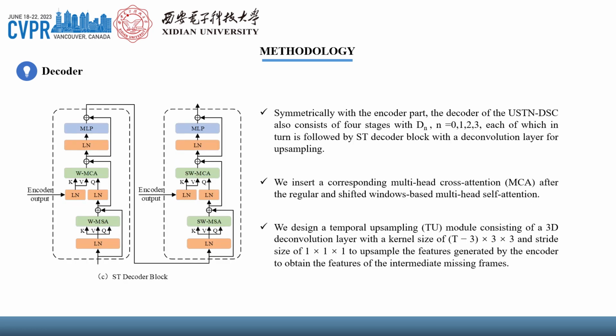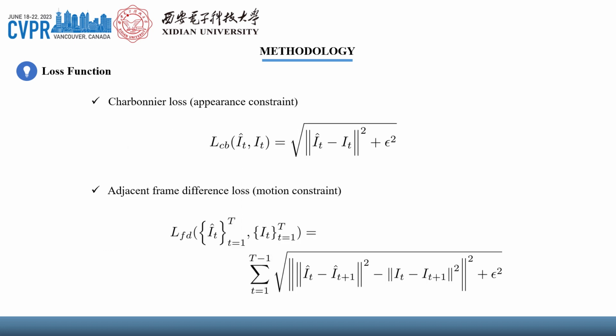Symmetrically with the encoder part, the decoder of the UST&DSC also consists of 4 stages, each of which in turn is followed by a SC decoder block with a deconvolution layer for upsampling. The detailed structure of the SC decoder block is shown in the figure. We restore the missing frames in the decoding phase mainly by means of the conversion of the features from the keyframes extracted from the encoder part. For the loss function, first, we use the Charbonnier loss to compute the RGB differences between the corresponding output frame and the real frame for appearance constraint.